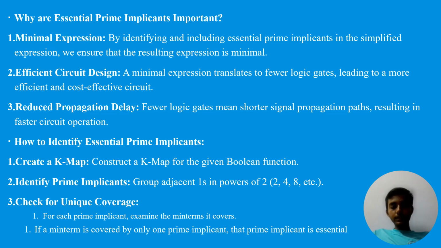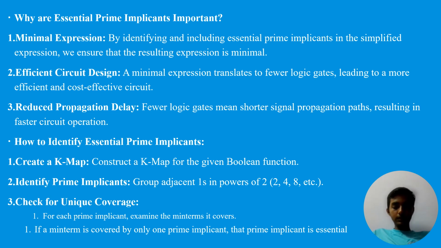How to identify essential prime implicants? Like we have discussed earlier, first we have to create a K-map and identify prime implicants. Then we have to check for essential prime implicants among those prime implicants. For example, check the unique coverage. For each prime implicant, examine the minterms it covers. If a minterm is covered by only one prime implicant, then that prime implicant is essential.